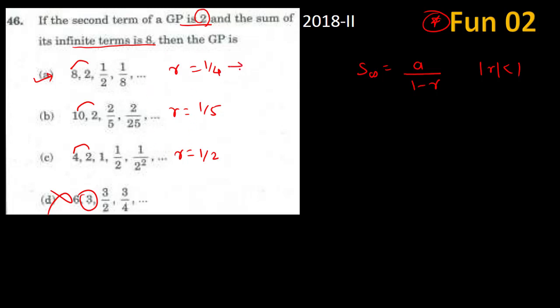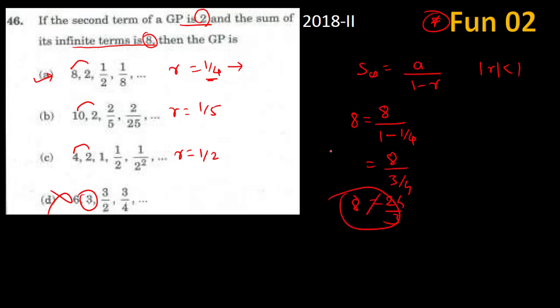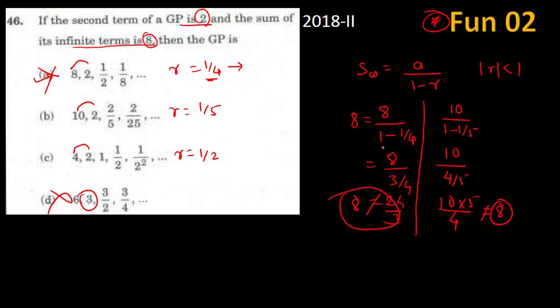Okay, which GP is correct? Let's first check the first option. S to infinity is given as 8, so directly substitute. A is 8 in the first option, so 8 divided by 1 minus 1 by 4, which is 8 divided by 3 by 4, which is 32 by 3. It is definitely not equal to 8, so option A is wrong. Let's check option 2: r is 1 by 5 and a is 10. So 10 divided by 1 minus 1 by 5 is 10 divided by 4 by 5, which is 10 into 5 upon 4, again definitely not equal to 8. I want the sum to be 8, so this one is also not correct.